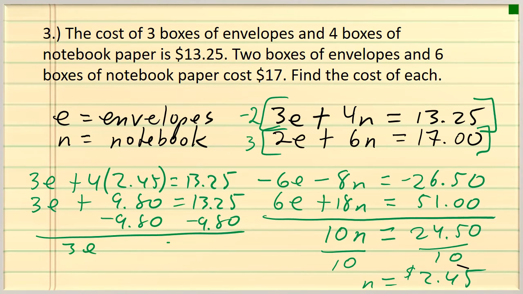And we get 3E equals, let's see, $3.45. Divide by 3, and E is equal to $1.15. And there we figured out how much a box of envelopes cost and how much a box of notebook paper costs.